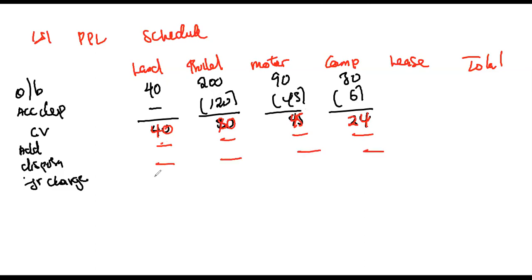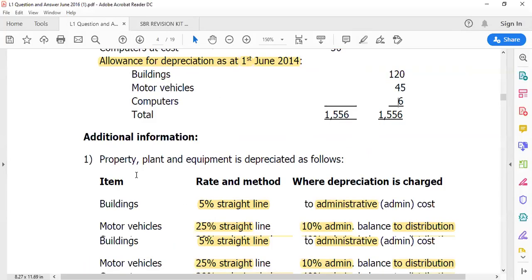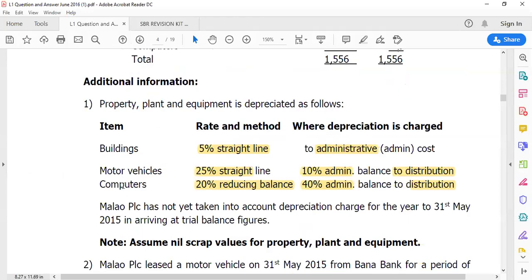So the year's charge, I'm doing this because I'm sure there wasn't. If you're not sure, go to the notes and read the notes. If there was no disposal, you move on. But why am I saying there were no additions? Because the note that relates to this one does not indicate anything to do with any addition or any disposal. We are simply told, see, note number one. We are told those things.